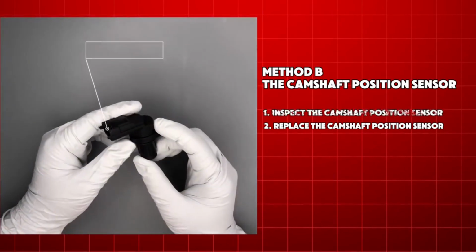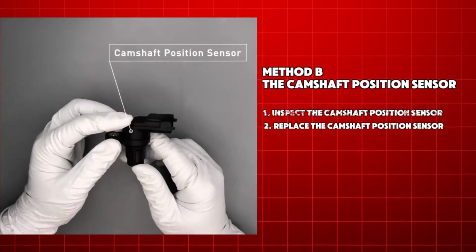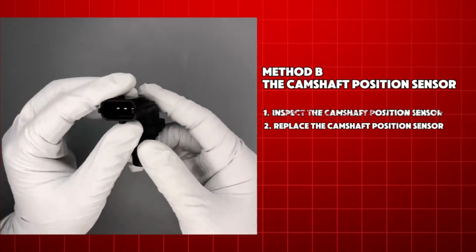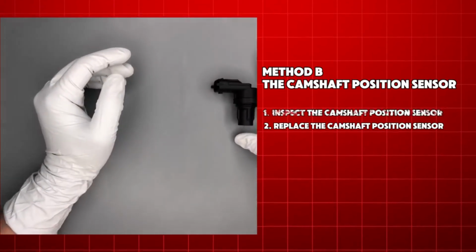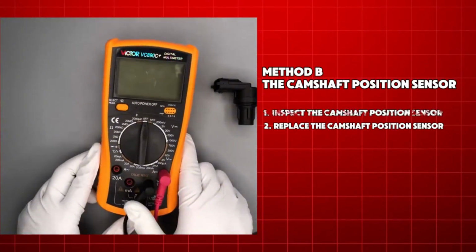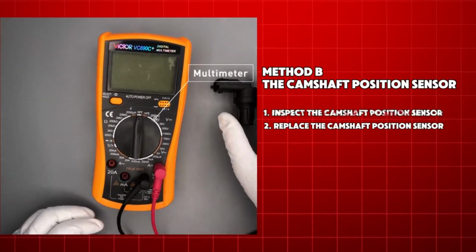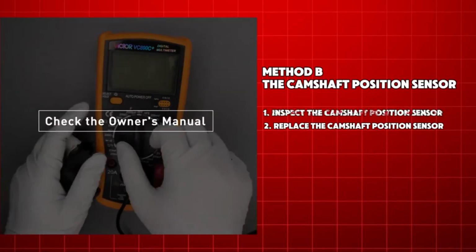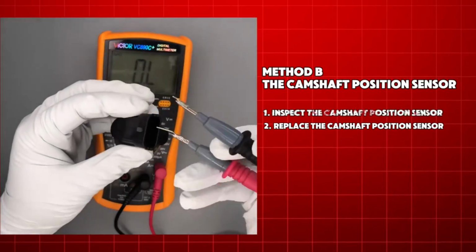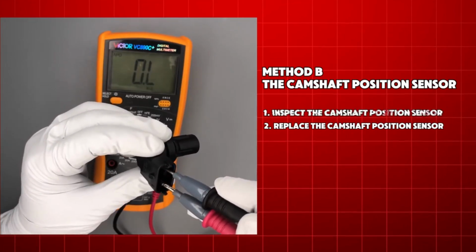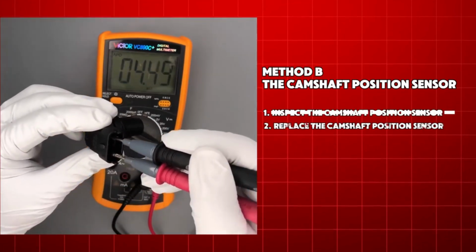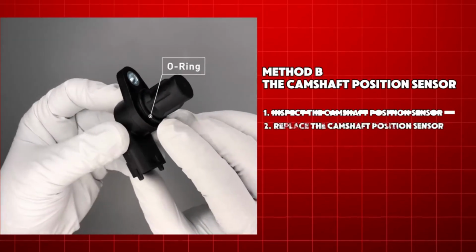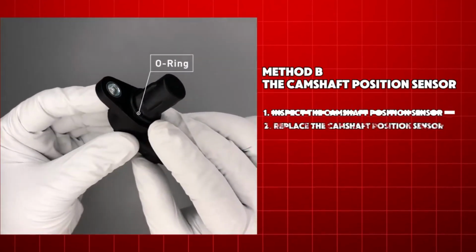First, carefully remove the camshaft position sensor from the engine. Inspect the sensor for oil, dirt, or contamination caused by leaks from nearby engine components. Next, use a digital multimeter to test the sensor's resistance and compare the reading with the specification listed in your vehicle's service manual. If the sensor shows no reading or falls outside the recommended range, it is likely faulty and should be replaced. Check for the old O-ring. Remove it if needed, then install the new camshaft position sensor securely.